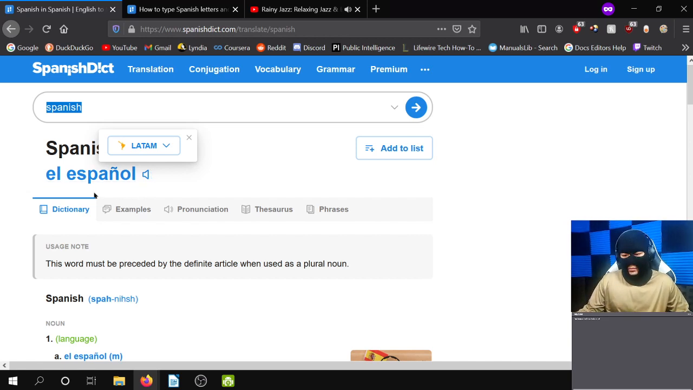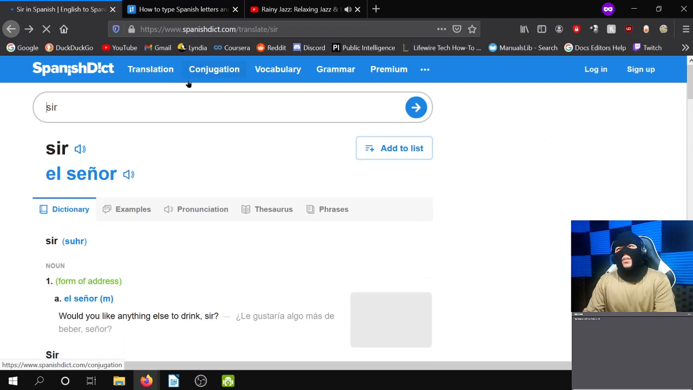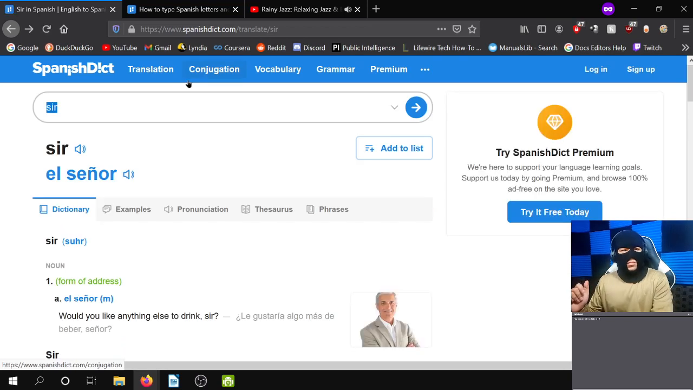Español, and pan because an. Besides that, that's how you say it. Español. So, señor and español, which is Spanish and sir. Not in that way. Not in that order.